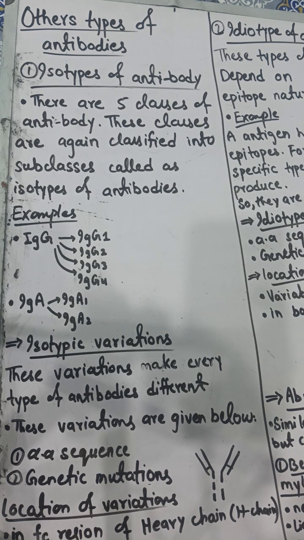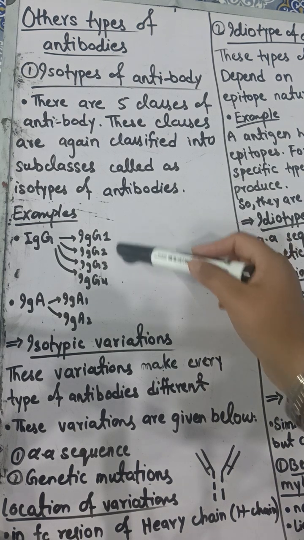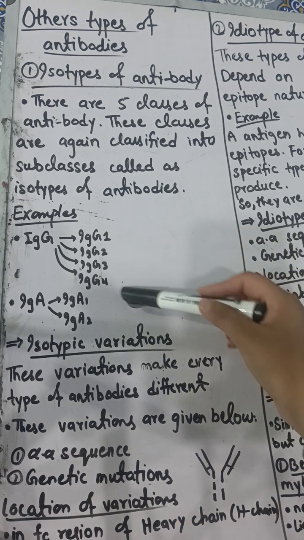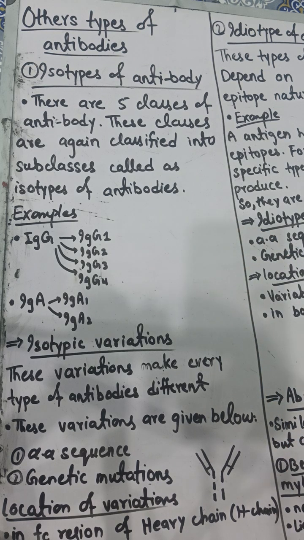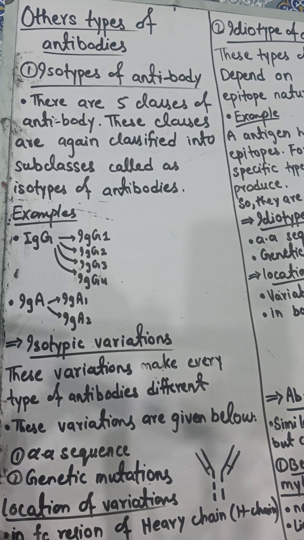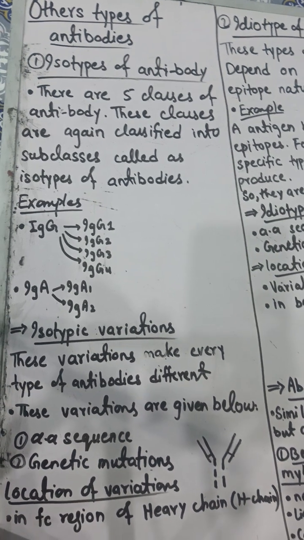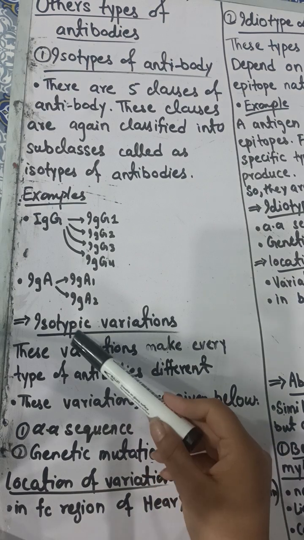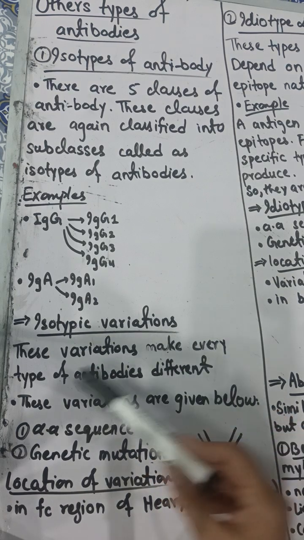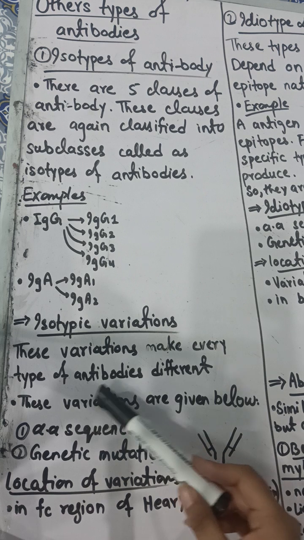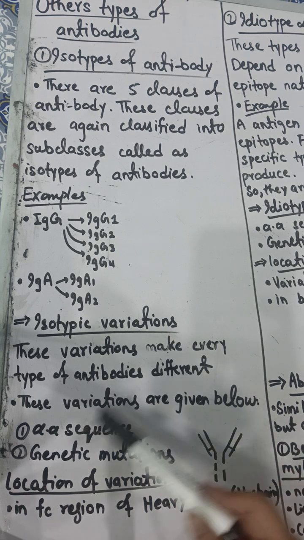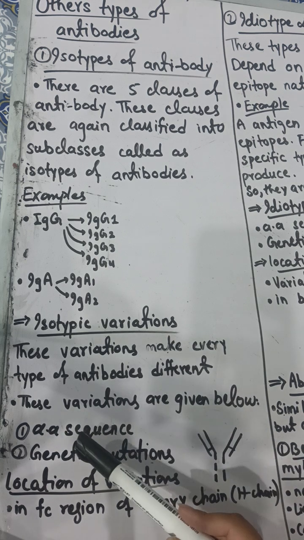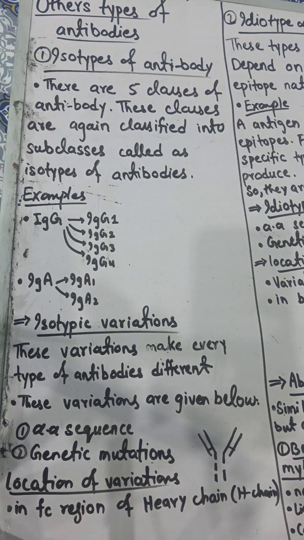So what is the difference between them? What is the difference between G1 and G2? What is the difference between G3 and G4? They belong to the same group, they are IgG, but what kind of variation occurs between them? This variation is called isotypic variation. It means these variations make every type of antibody different. These variations are due to changes in amino acid sequences.